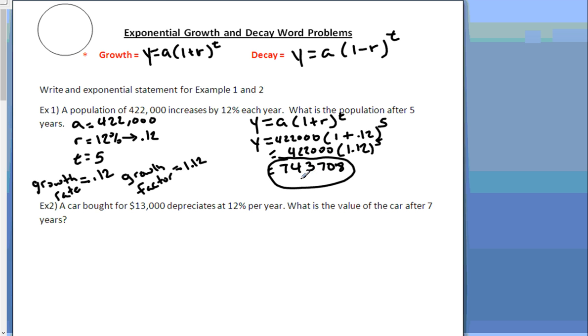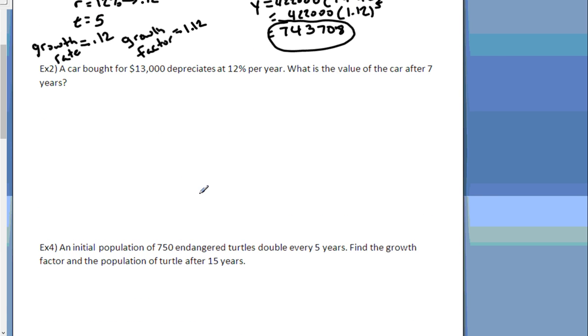All right, next problem, example 2. A car bought for $13,000 depreciates. If you don't know what depreciates means, it means it goes down in value at 12% per year. What's the value of the car after 7 years? Well, the first thing you have to do is recognize the price is going down, so that is decay, which means it's y equals a times (1 minus r) to the t. So let's fill in the blanks, a, r, and t.